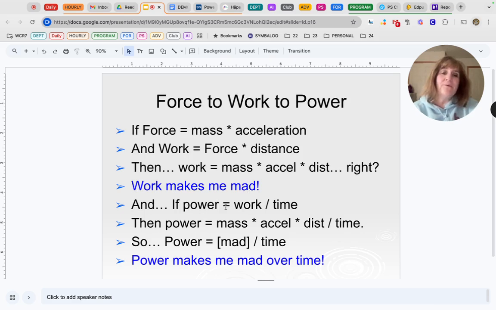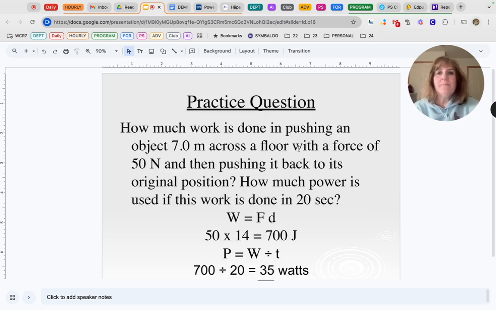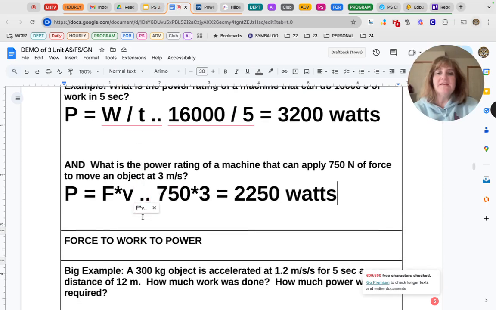And we know that power is work divided by time. So power could be force times distance divided by time. Or power could be mass times acceleration times distance divided by time. Power makes me mad over time. All of the relationships that you have learned so far this year all go together, and you have to keep remembering them. So let's look at a big practice question in your notes.